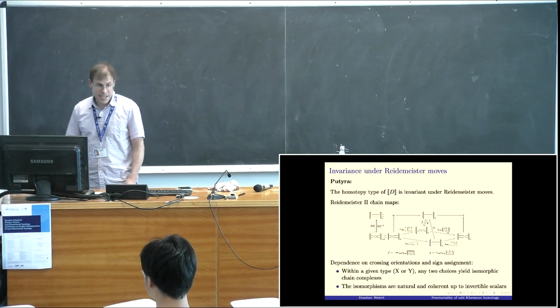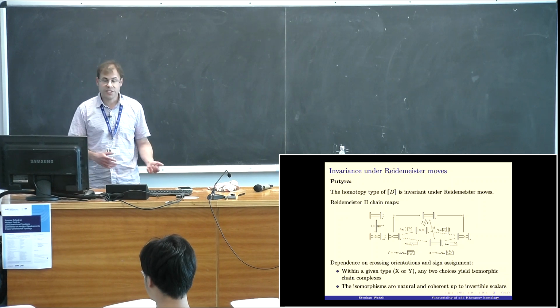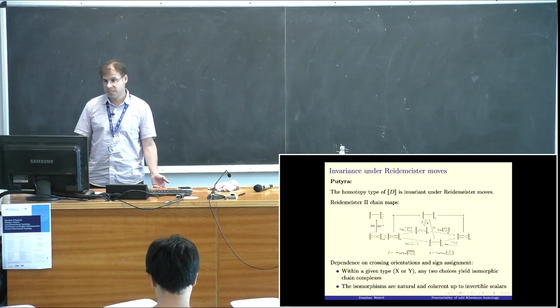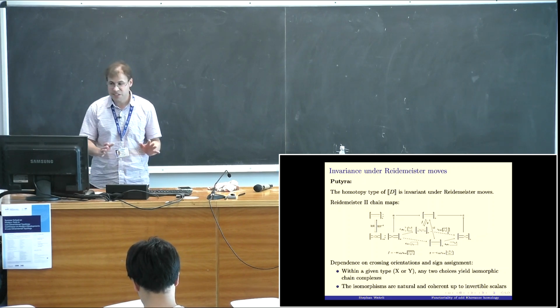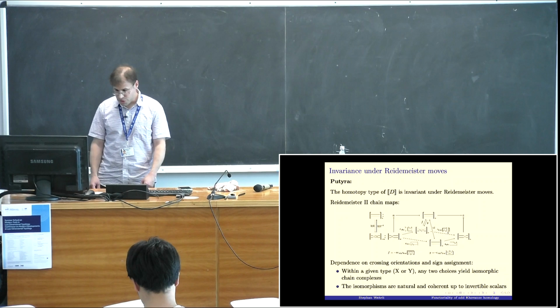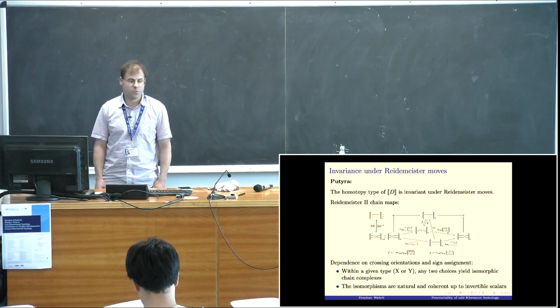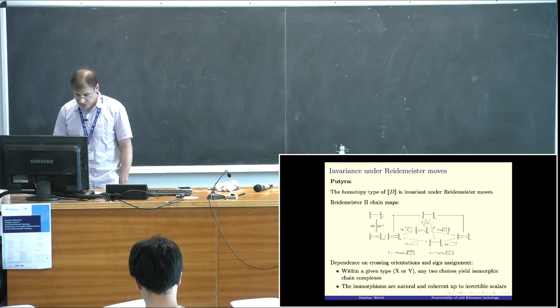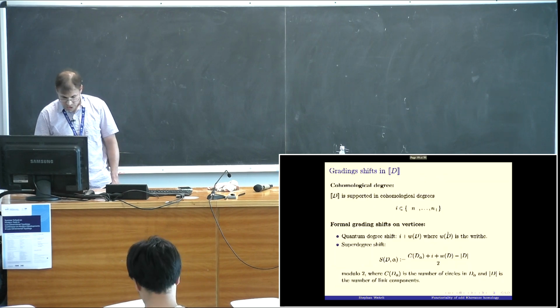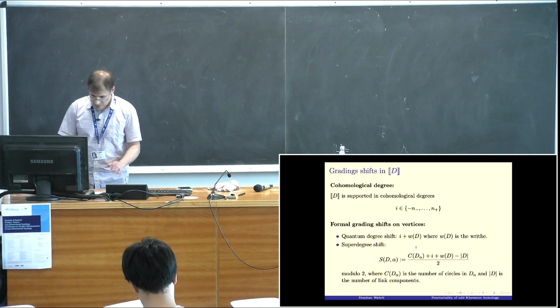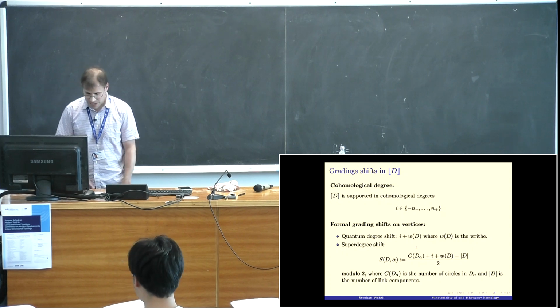One can also ask, how does it depend on the arrows at the crossings and the chosen sign assignment? And the answer is, well, as long as one stays within one of the two types, like type X or type Y, it almost does not depend on these choices. I mean, any two choices give isomorphic complexes, and the isomorphisms are almost canonical. There's also the issue of gradings. So this is kind of technical, but there's a reason why I'm mentioning it.